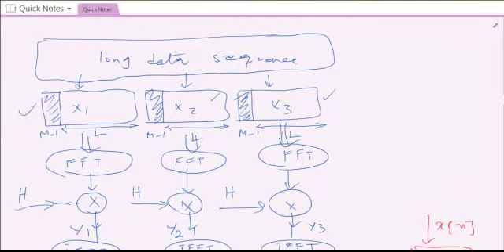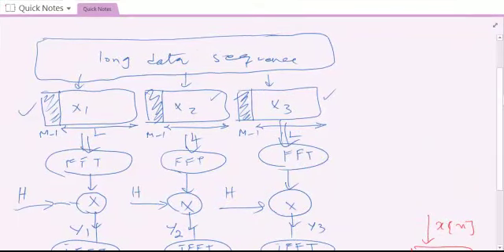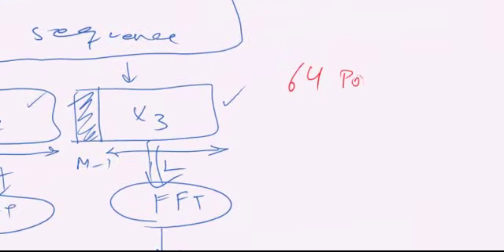We are going to use a 64 point FFT. This means the length of the block that the FFT is going to be calculated on should be 64. So this block has to be of length 64.